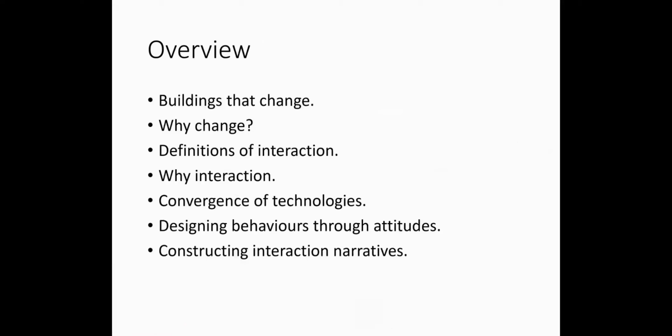So to summarize the points of my lecture, we first looked at a number of buildings through history that change. We tried to come up with a number of defining issues: why buildings change, why do they adapt, and then define interaction, or interactive architecture, as one of many different ways how adaptable buildings can be defined.